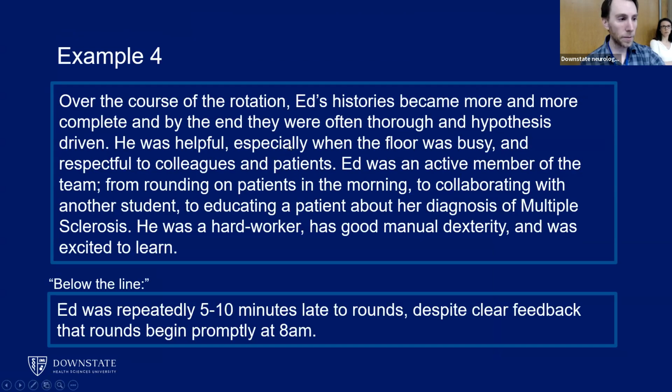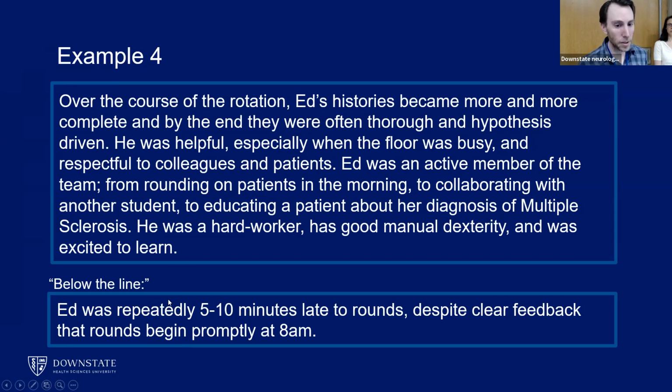All right, example number 4. Over the course of the rotation, Ed's histories became more and more complete, and by the end, they were often thorough and hypothesis-driven. He was helpful, especially when the floor was busy, and respectful to colleagues and patients. Ed was an active member of the team, from rounding on patients in the morning to collaborating with another student to educating a patient about her diagnosis of multiple sclerosis. He was a hard worker, has good manual dexterity, and was excited to learn. Okay, so here in this example, we include a below the line comment. So people who are preceptors are going to know about this in new innovations, right?